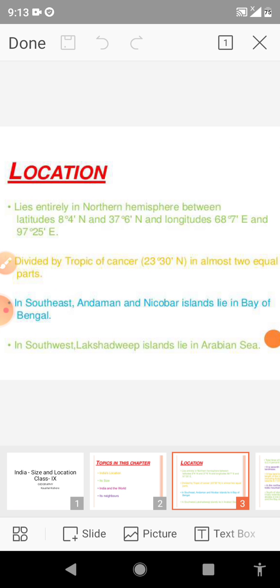Tropic of Cancer, that is 23 and a half degree northern latitude, divides our country into two equal halves. The northern part is known as the subtropical part of India, and the southern part is known as the tropical part of India, or simply tropical India. In the southeast, we get the Andaman and Nicobar Islands in the Bay of Bengal, and in the southwest, we get the Lakshadweep Islands in the Arabian Sea.